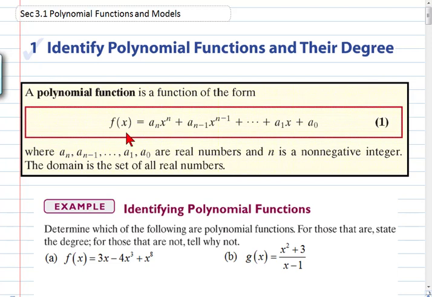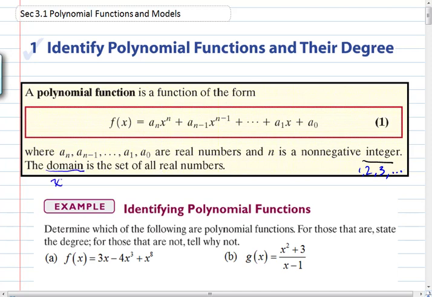Polynomial functions are a function in this form. A here represents a constant, they're real numbers, and n is a non-negative integer. Integers are the numbers that you learned in kindergarten. Those are the 1, 2, 3, so forth and so on. The domain is all real numbers. The domain, remember, is the value that goes with the x's on a polynomial function. This is what a polynomial function looks like.